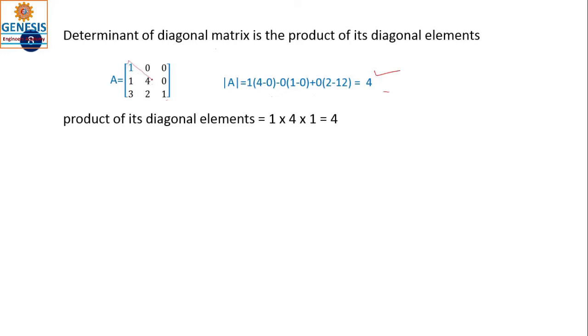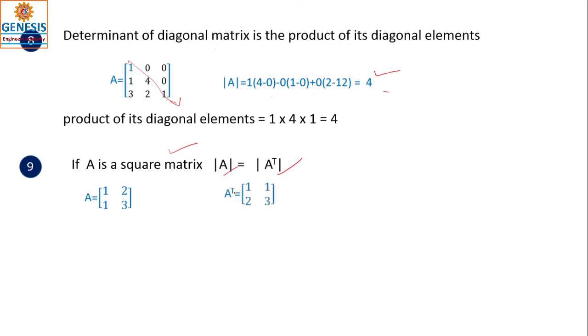Next item is 9. If A is a square matrix, then the determinant of A is equal to the determinant of the transpose of A. That means the determinant of a matrix and its transpose matrix are equal. This is A. For the transpose, rows are converted into columns: 1, 2, 1, 3. This is the transpose matrix. So this is 3 minus 2, its determinant is 1. And this is also 3 minus 2. That is one property.